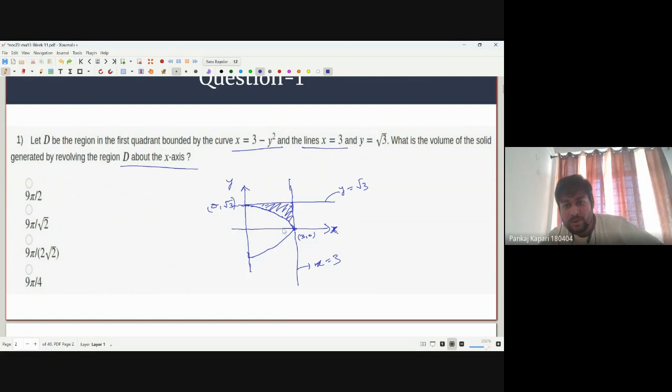So what will be the slices? Again, you can see that in this case the slices will be annuli, right? This is our axis of revolution, the x-axis, and then you take slices by planes perpendicular to the axis of revolution. This particular length will be the radius, right? So there will be an inner radius and an outer radius.